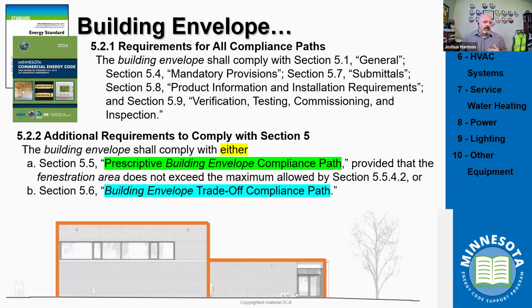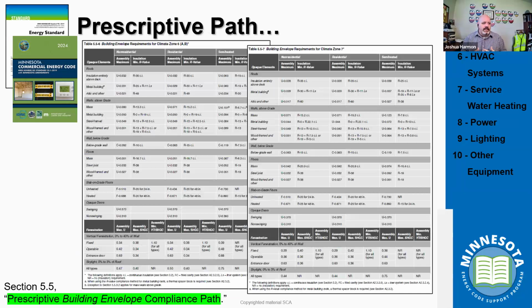When we're following that building envelope compliance path, we're looking at our tables, right? We're going back to those tables that reference climate zones 7 and 6.